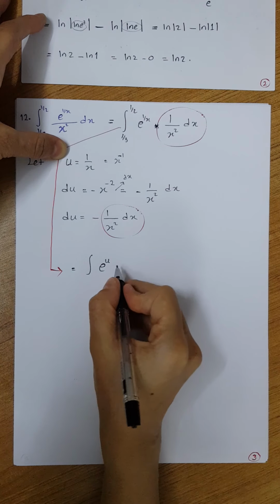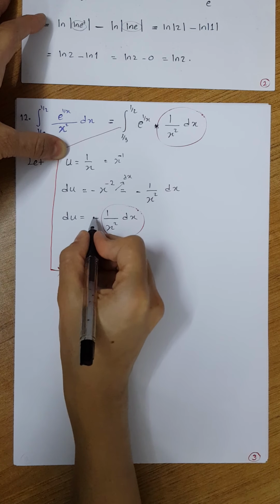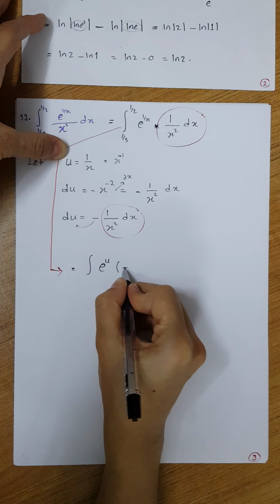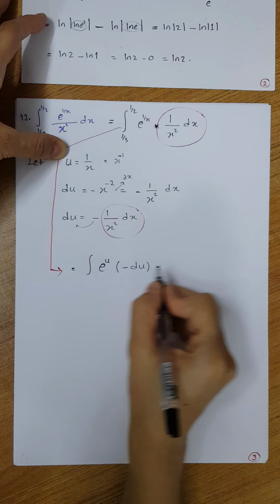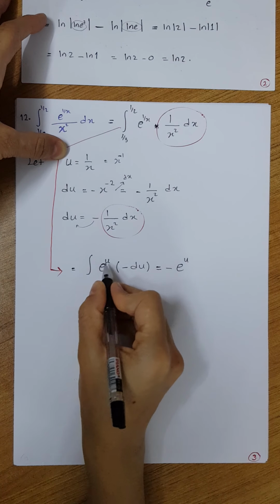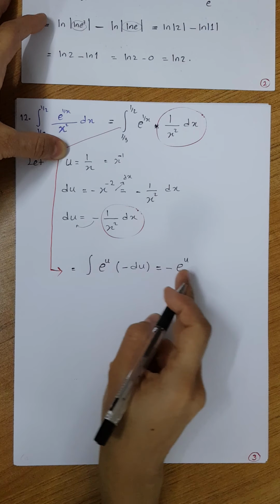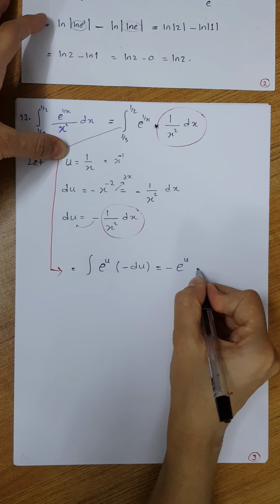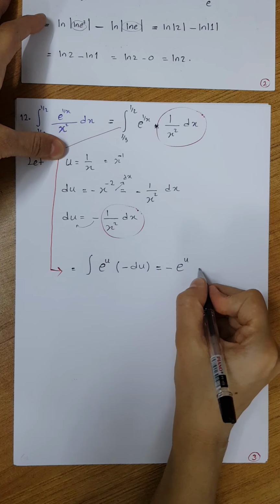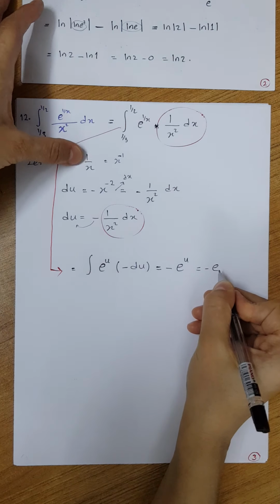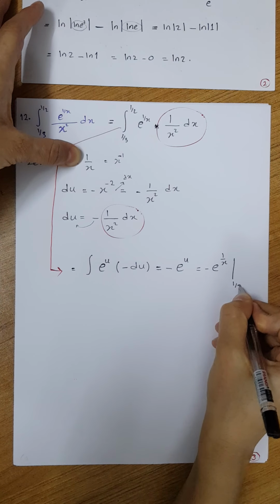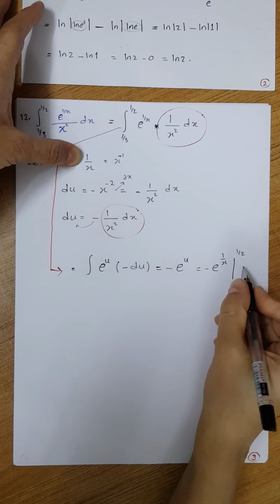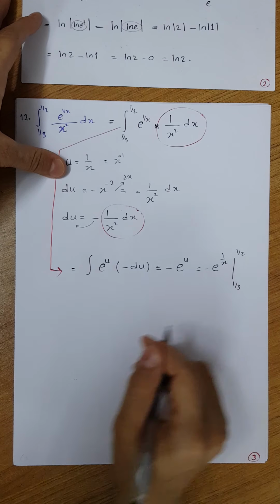So in general, 1 over x squared dx is equal to minus du. What is that integration equal to? Solving it, that's equal to minus e to the power of u. It's simple. The integration of e to the power of u is equal to itself with a negative outside. Now I'm changing this back to its original form. So that is equal to minus e to the power of 1 over x, and the integration runs from 1 over 3 to 1 over 2. Again, do not write the integral sign because we've already taken the integration. We're just writing those bounds.